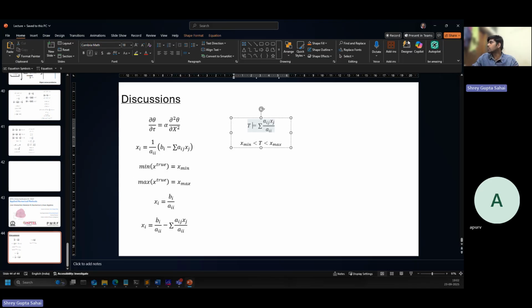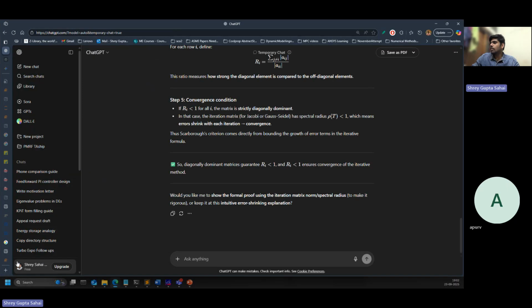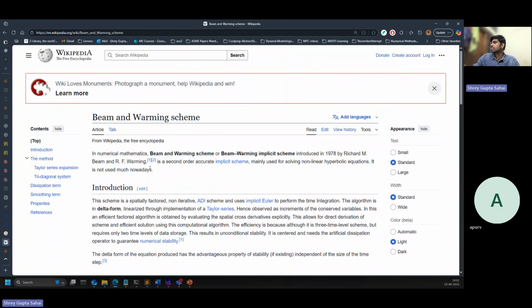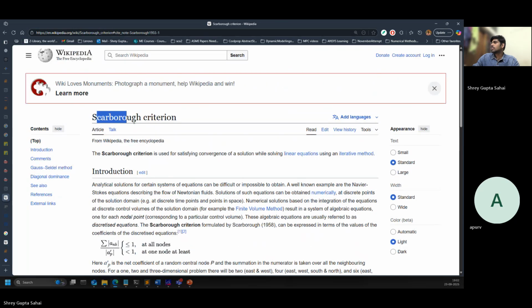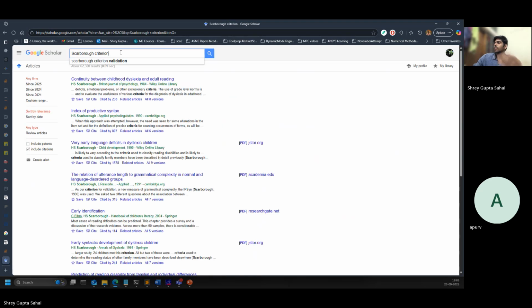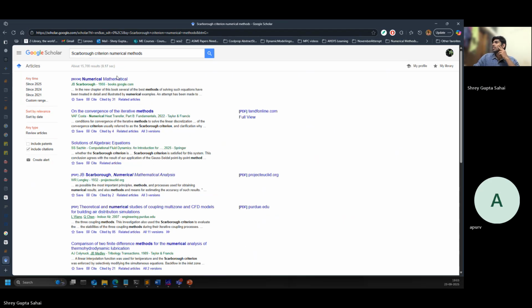Maybe Scarborough would have also done it. Let's also look it up, some paper would definitely discuss this. Let's see. Scarborough criteria. So that's the numerical mathematics. See, here's a book. Let's see if he mentions that, and I'm pretty sure his book would cover this. Okay, let's see.